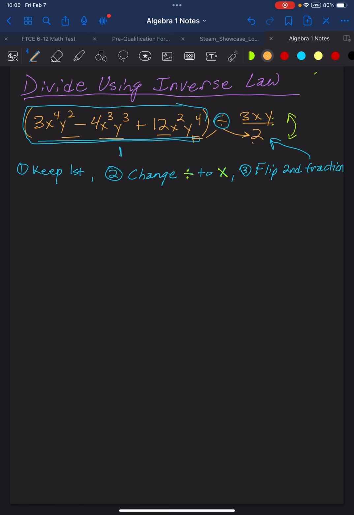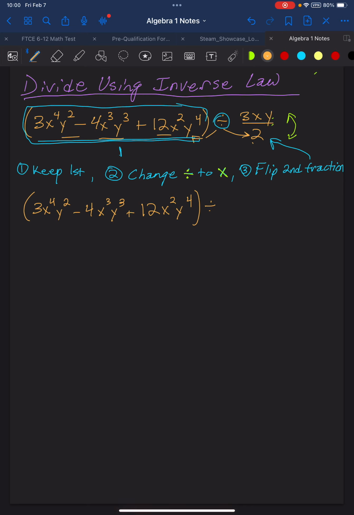Okay, so now I'm going to rewrite this. I'm going to rewrite 3x to the power 4 y squared minus 4x to the power 3 times y to the power 3 plus 12x squared times y to the 4th. Remember, all of this, put in parentheses, is going to be divided by.